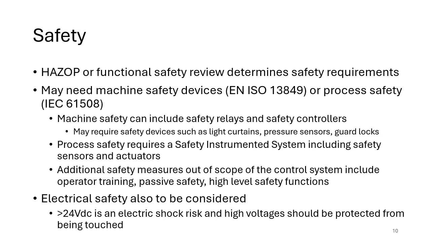Now, in a typical process, there's really two types of safety. Machine safety under EN ISO 13849 typically includes safety relays and safety controllers. There may also be safety devices such as light curtains, pressure sensors and guard locks. But the idea of machine safety, it's normally about high operations, high numbers of operations and fast response.